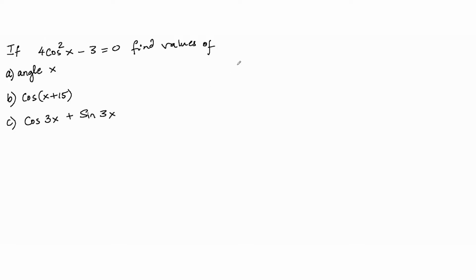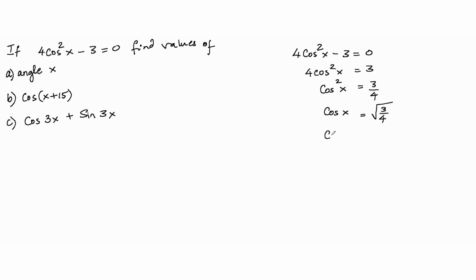So I know that this is an equation. So I can say 4 cos square x minus 3 is equal to 0, which means that 4 cos square x, transposing the minus 3 to the other side, it becomes positive 3, and therefore cos square x is equal to 3 upon 4. Now taking square root on both sides, I get cos x is equal to square root of 3 by 4, which means cos x is equal to root 3 divided by 2.